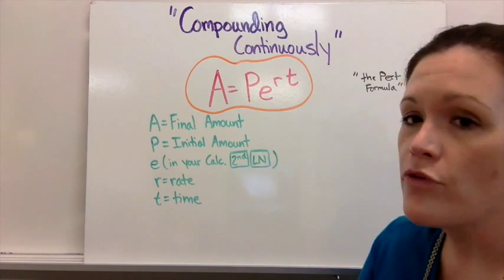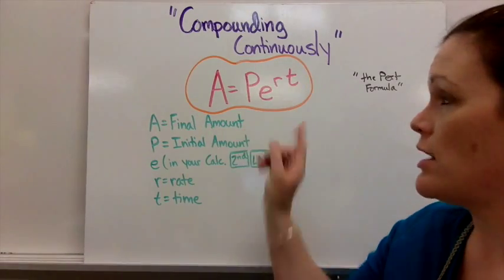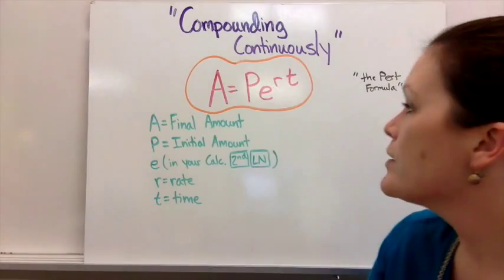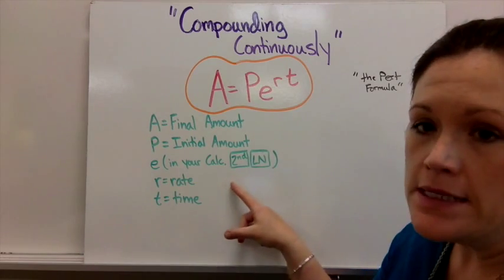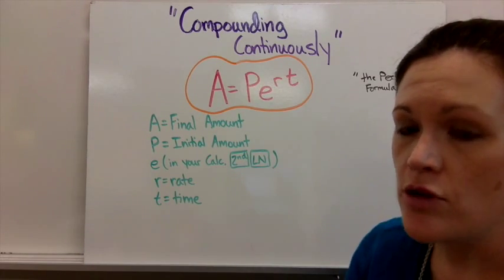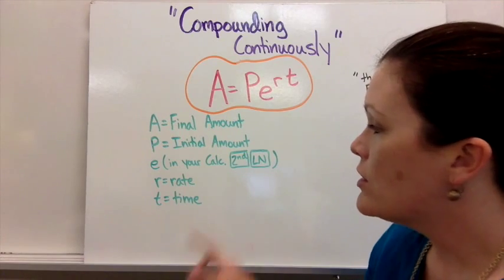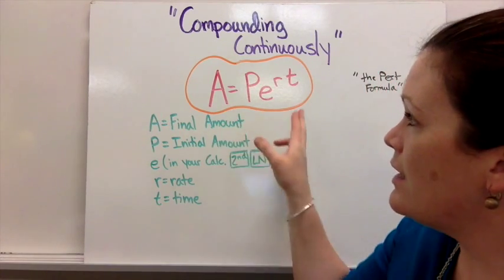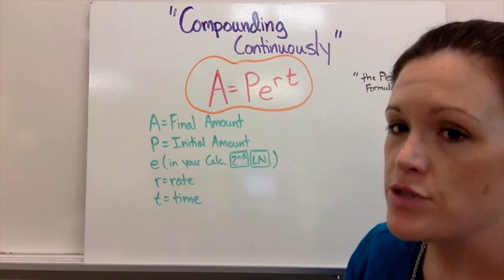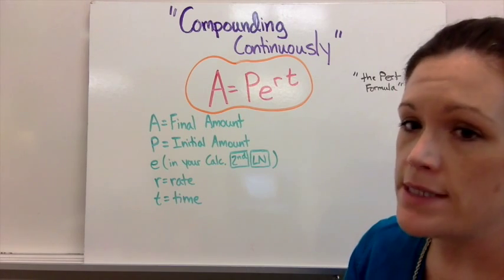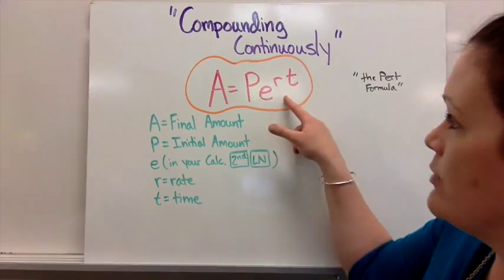We call it the Pert formula because as you can see, it looks like it spells out the word Pert, like the shampoo. And A is the final amount, P is the initial amount, E is the button in your calculator, second natural log or anti-natural log, R is rate, and T is time. So it's set up a whole lot like the other formulas we've looked at with growth and decay and with interest. The A and the P and the R and the T. The only difference is the E right here.